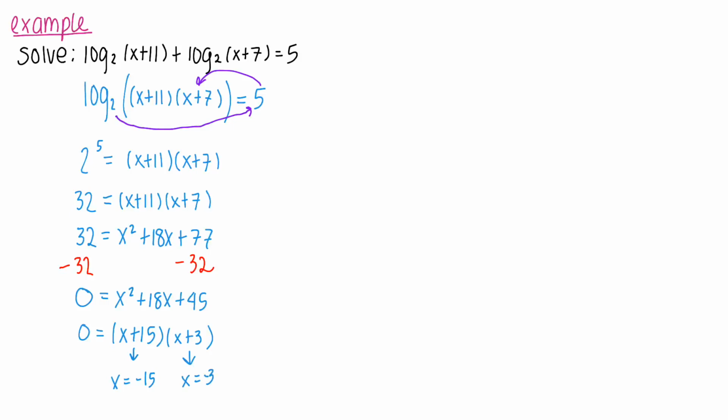We have to take both those numbers and plug them in up here, so we only really need to plug them into the middle part and make sure that we get positive numbers. So let's do that. Let's start with x equals negative 15. For the x plus 11, it would be negative 15 plus 11, which is negative 4. And that would mean we'd have a negative inside the logarithm, and we can't have that. Oh no, so negative 15 won't work. I don't even need to try them over here because we already know that it won't work.